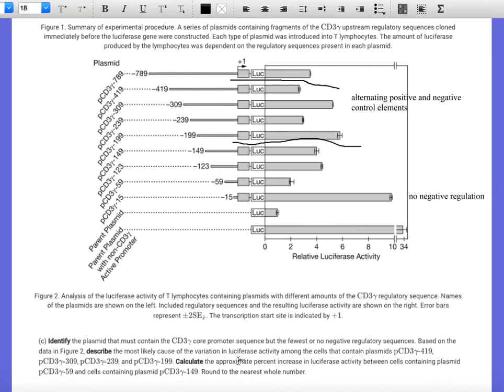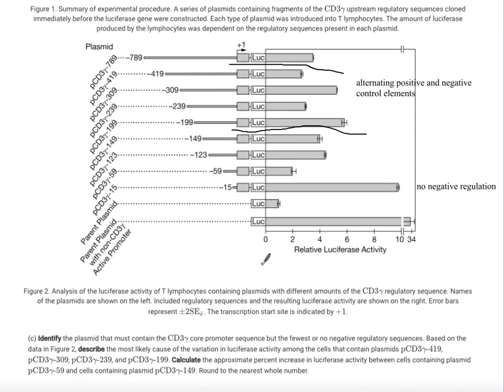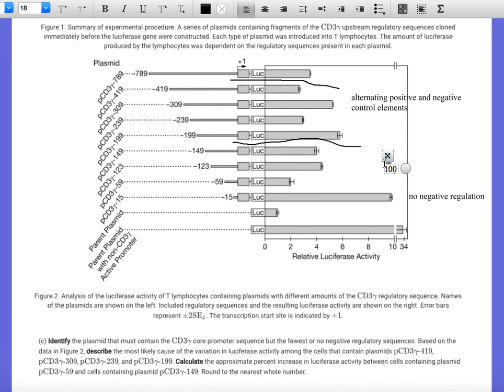Okay, and then calculate the approximate percent increase in luciferase activity between cells containing plasmid 59 and 149, rounded to the nearest whole number. So it looks to me like, oh sorry, we're going up from 59. Okay, so 59, I'm going to call that a 2, and 149, I'm going to call that a 4. So from 2 to 4 is doubling, or in percents, it's a 100% increase between the two.